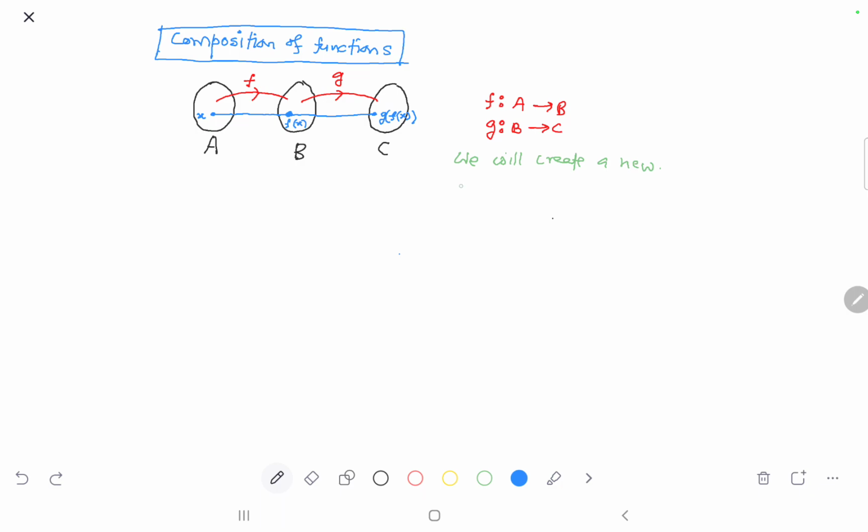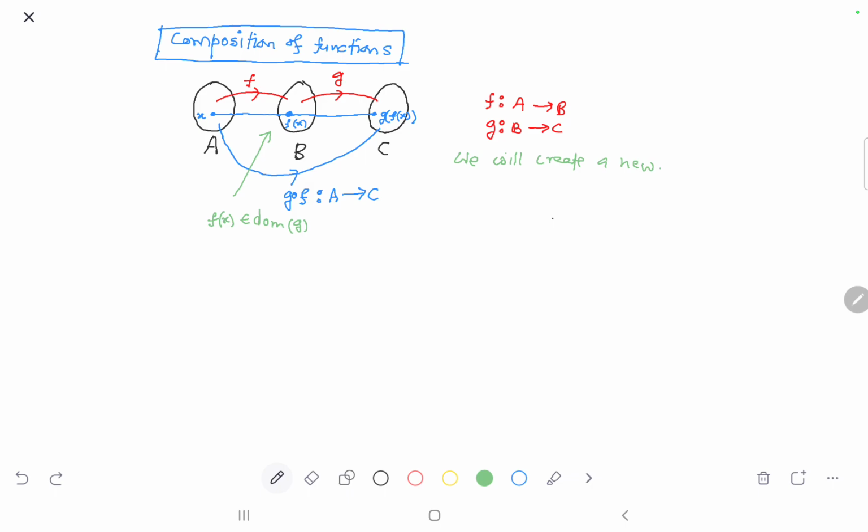So we are getting a new function: x goes to, first we apply F, then we apply G. This function we denote by G composition F. It is a function from A to C. The thing we have used here is that we need F of x to be in the domain of G. Otherwise, you cannot calculate G of F of x. That is the necessary condition.